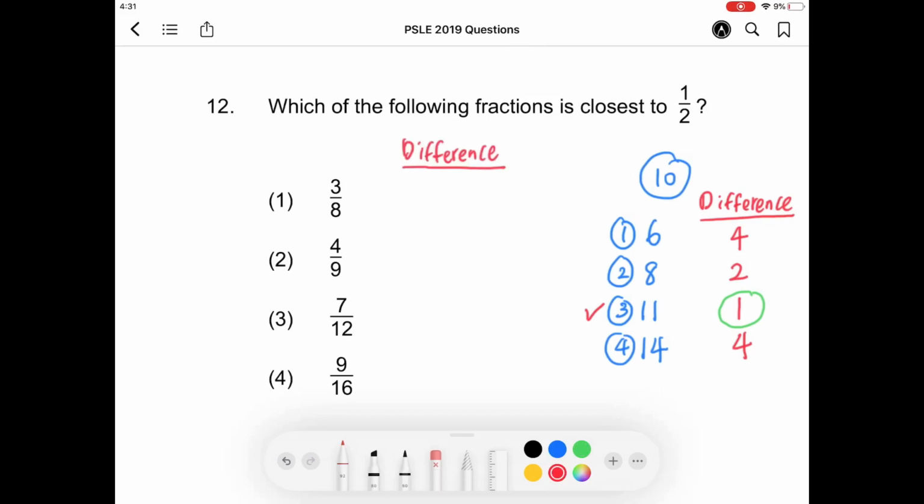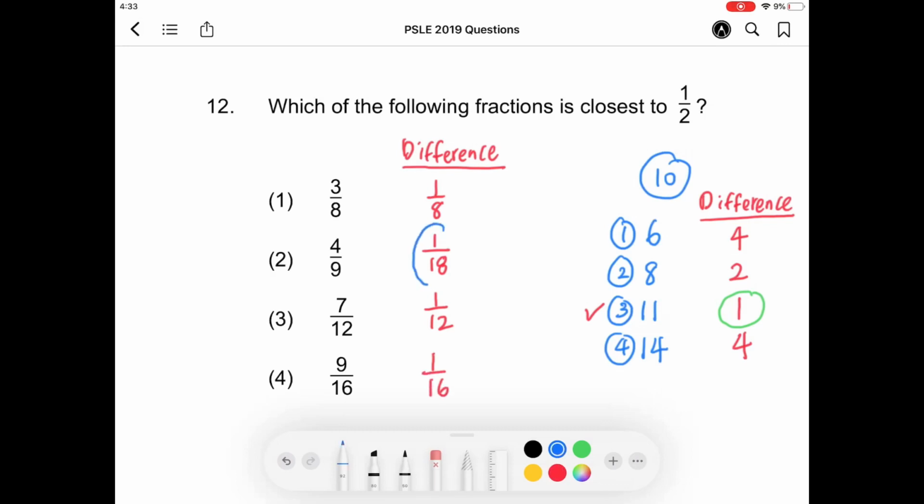Now we're going to use the same strategy to solve question 12. The difference between half and 3/8 is actually 1/8. The difference between half and 4/9 is actually 1/18. And the difference between 7/12 and half is 1 over 12. Lastly, the difference between 9 over 16 and half is 1 over 16.